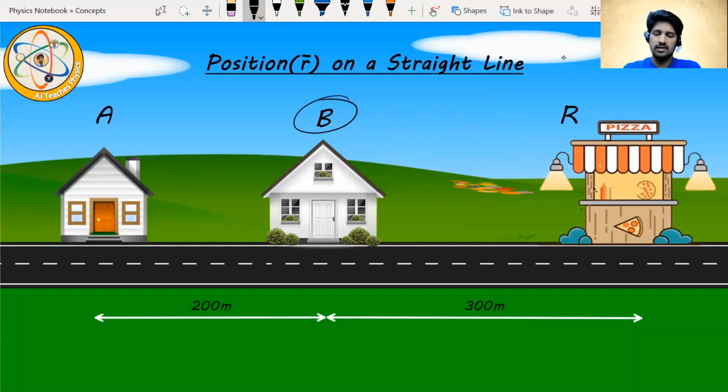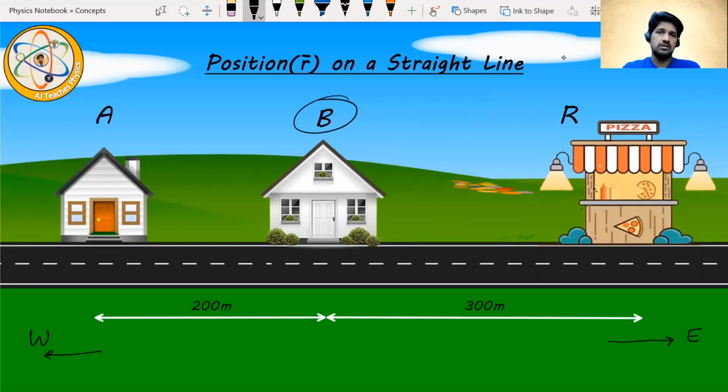You could also have indicated the position of the house B by taking the restaurant as the reference. You could say it is 300 meters, that is the magnitude, to the left, that is the direction, of the restaurant R, which is the reference. Now if you notice, we have naturally used the directions right and left in this case. It is also possible that this is the eastward direction and the opposite is the westward direction. So we can use east and west as the directions as well.